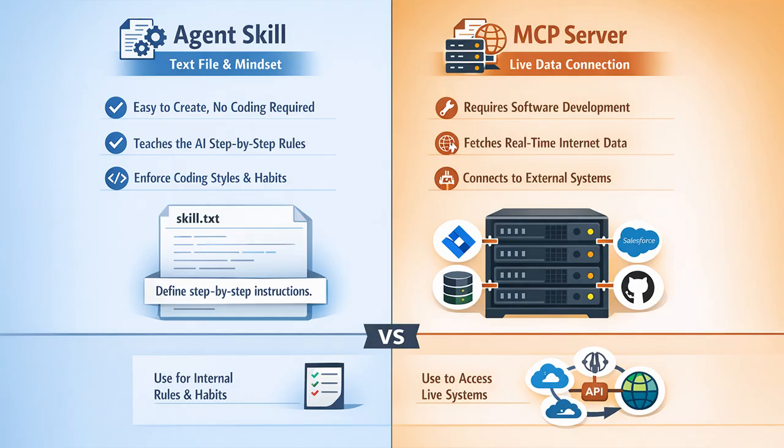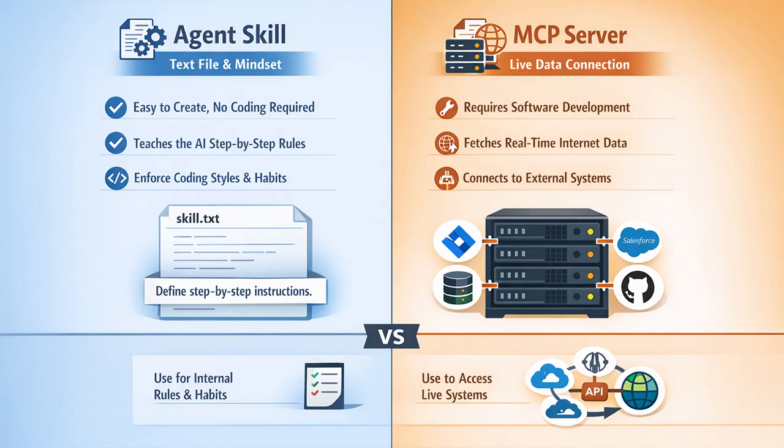First, a skill is a mindset and a workflow. It is just a text file. It teaches the AI how to think and behave using tools it already has. And an MCP server is a physical connection to the outside world. It requires writing extra software code. It gives the AI new tools to interact with live systems, like securely reading your company's live database, pulling tickets from Jira, or searching the live internet.